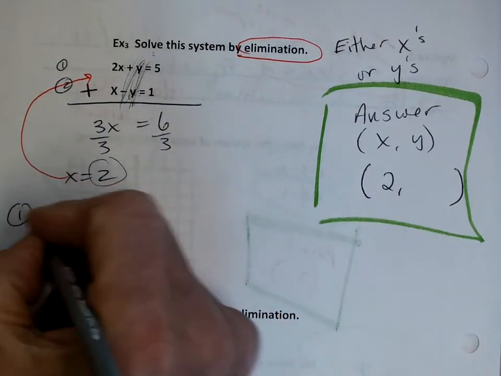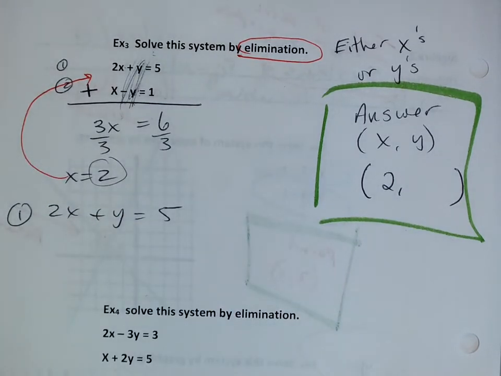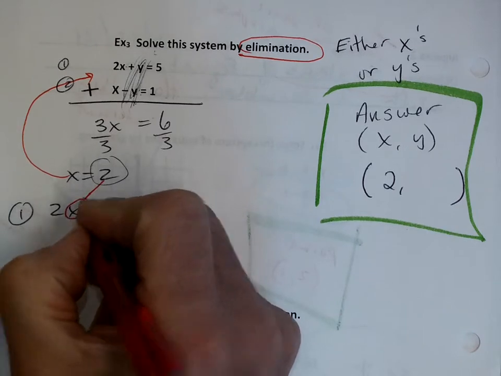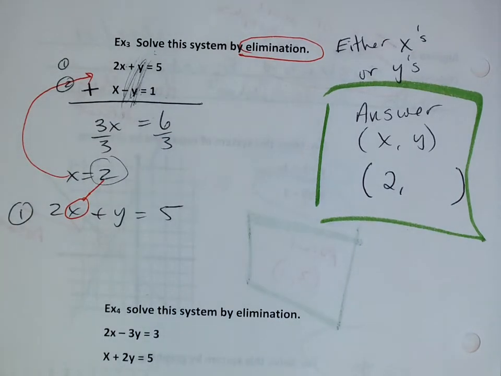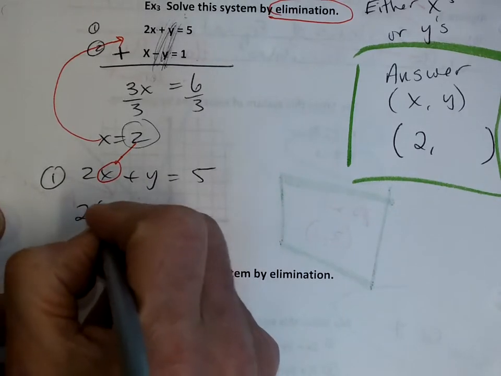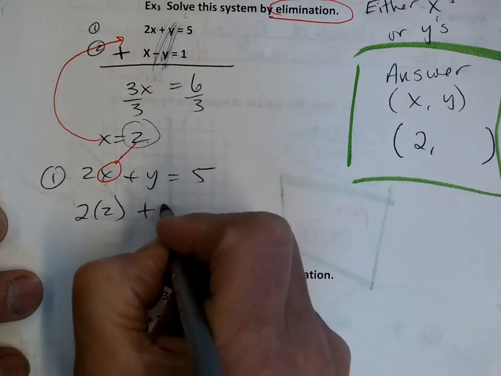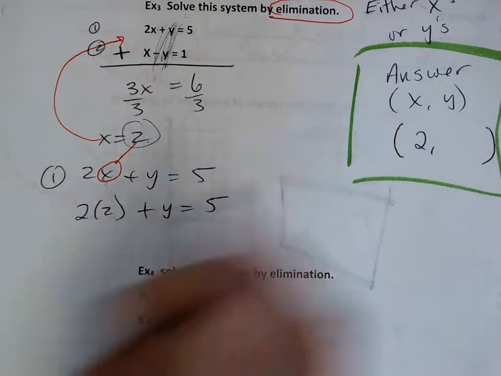So I'm going to rewrite 2x plus y equals 5, and let's plug it in for x. So I'm going to put it right there, okay? So I'm going to rewrite this as 2 times 2, because the x value is 2, plus y equals 5, okay?